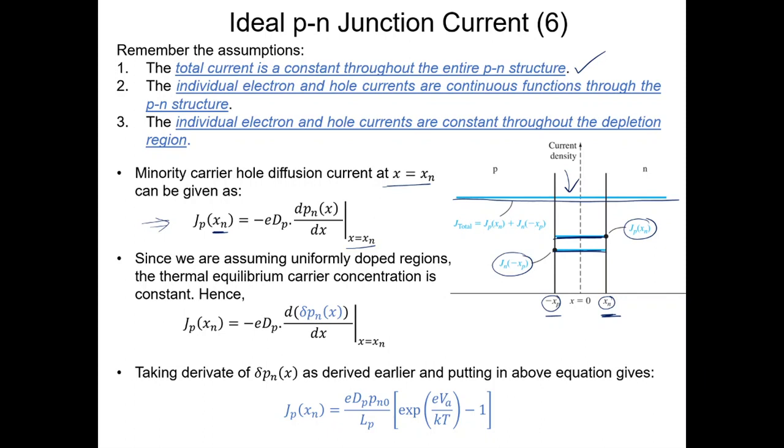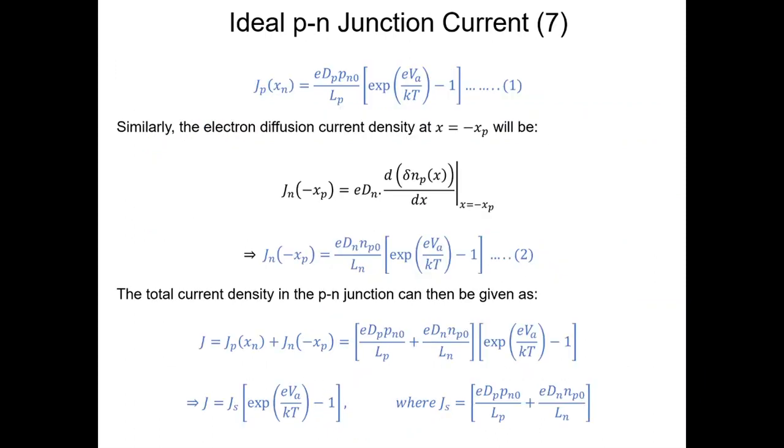If you do that and derive, what you get is the hole current density as a function of a constant times the exponential of qV forward divided by kT, minus 1. Now this is something which should look familiar to you. We got the hole current density. What about the electron current density? Similarly, we can solve it for the electron current density.